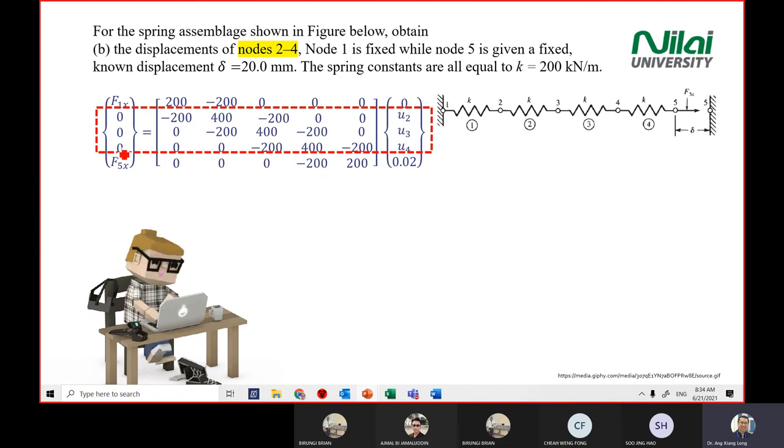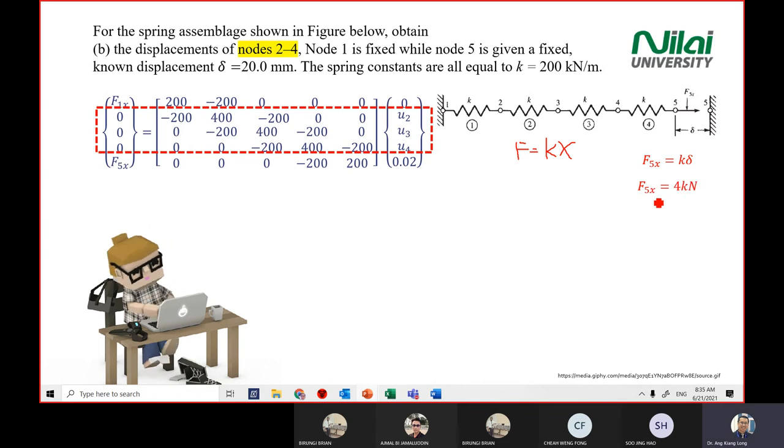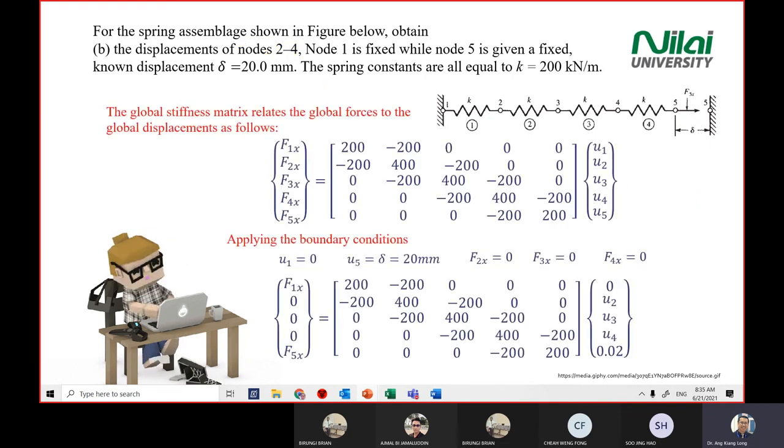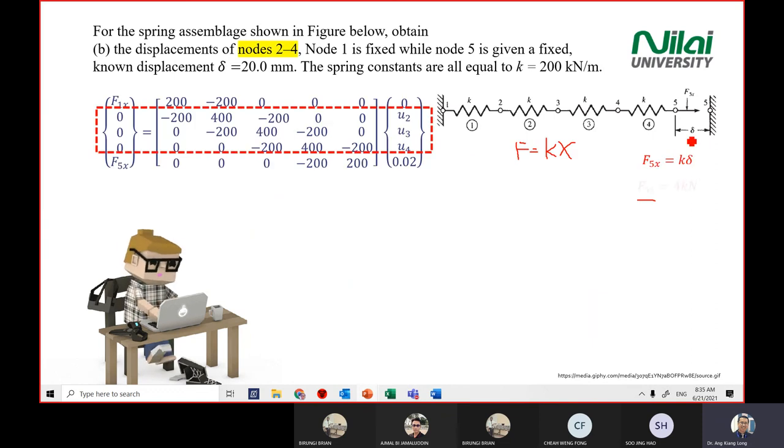I'll focus on the zero components, which are sections 2, 3, and 4 here, highlighted with the bracket in the red line. I'll focus on this section. Just a side note: we know that a spring always gives us F equals KX. So for point number 5, you write F5x equals K delta, which gives you the F5 value. You can straight away calculate it. The K is 200 kilonewton per meter, so 200 times 0.02, you will get 4 kilonewton for F5.